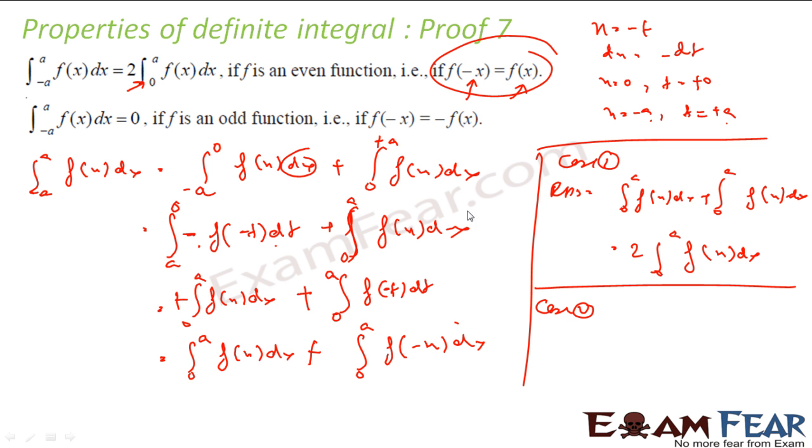Case 2. My f of minus x is minus f x, so this guy becomes minus f x. So my RHS becomes integral 0 to a f x dx minus integral 0 to a f x dx, and this becomes 0. And that's what my question says. This becomes 0 if it is an odd function, and 2 into integral f x dx from 0 to a if it is an even function.